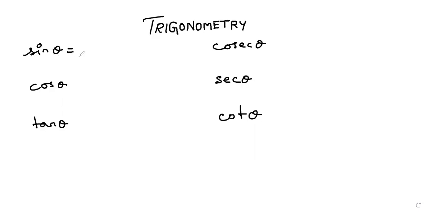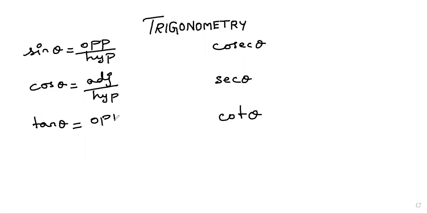Sine theta is always known as opposite over hypotenuse. And what is cos theta? Cos theta is also always known as adjacent over hypotenuse. And what is tangent theta? Tan theta is known as opposite over adjacent. Also, tan theta is also known as sine theta over cos theta.